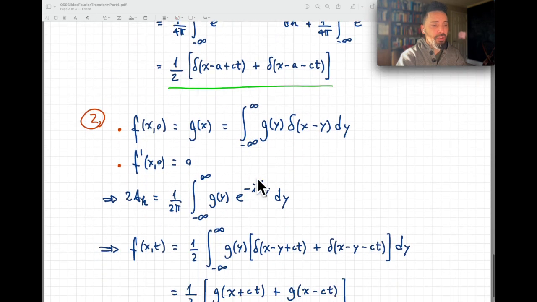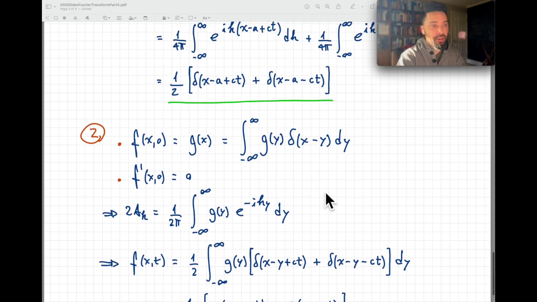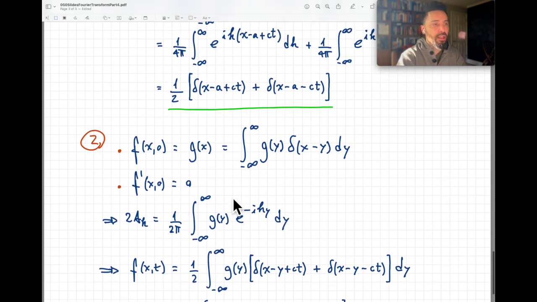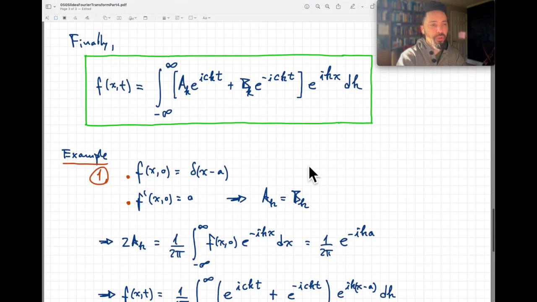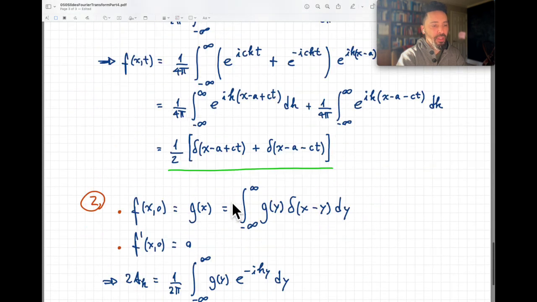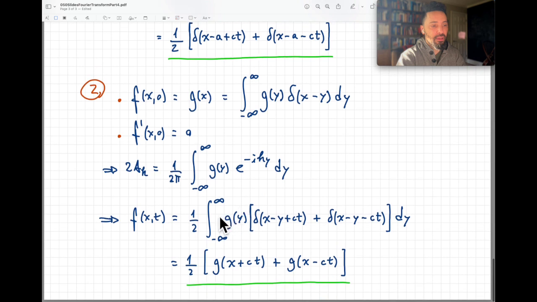And what you do next is that you exchange the order of integration. So we're going to have an integral over y and an integral over k. Let me go back. Here you have an integral over y, and up here you have an integral over k at the very end. So we're going to exchange the order of those integrals. We're going to do first the integral over k and then the integral over y at the end.